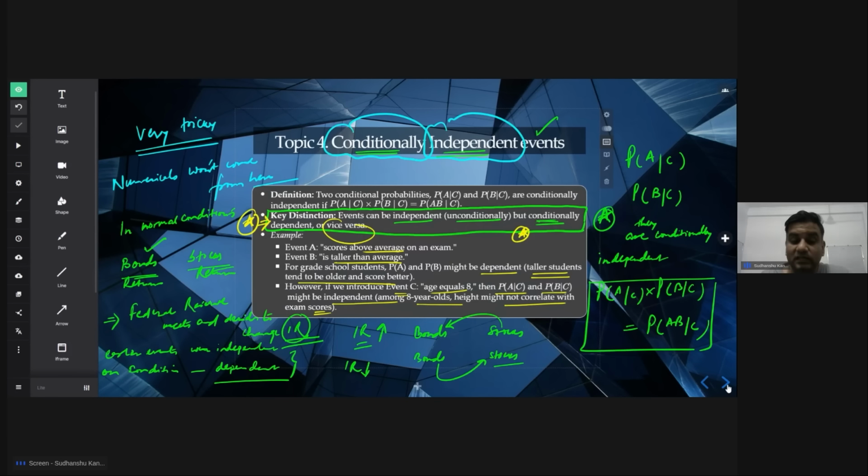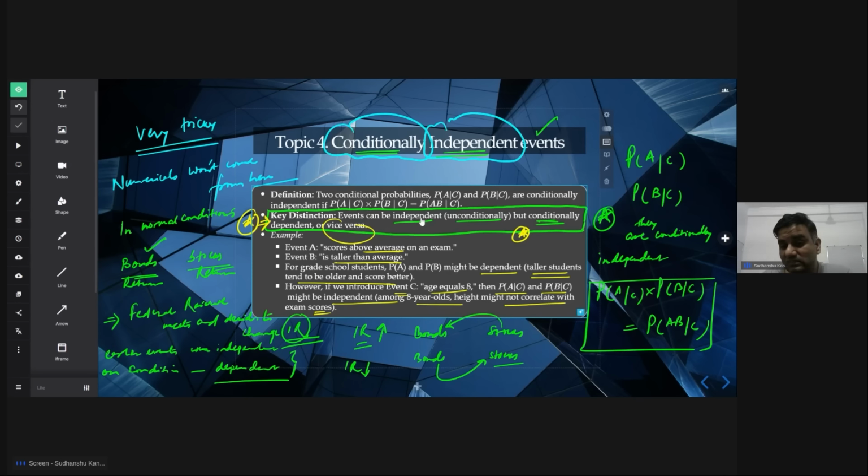Then I moved to conditionally independent events. I made 2, 3 stars at one place to tell you that here numericals will not come. Mostly, theory will come. We have two examples. One example I have written in green color, where events were independent earlier, but due to some new event they have become dependent. Earlier events were independent, but on condition they became dependent. And the yellow example given in the slide is where earlier events were dependent, but when a new event, age equals 8, comes, they become independent. So that's why we had vice versa, right?